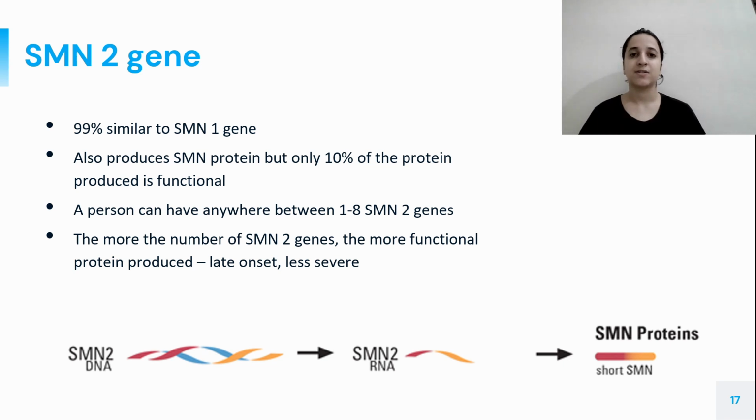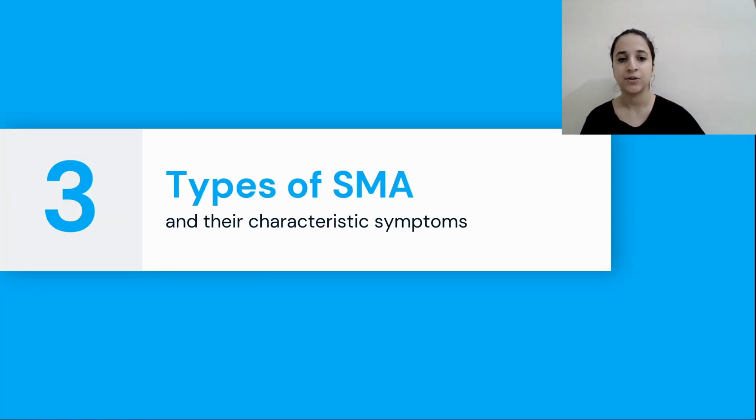Also, as this protein is important for the survival of motor neurons, the more protein produced, the better the situation would be, and the number of SMN2 genes does affect the severity of the disease. If the number of SMN2 genes is more, the disease is less severe in symptoms, and its onset is also late. So based on the number of SMN2 genes an individual has and the developmental milestones they can achieve, spinal muscular atrophy is divided into different types. So let's look at them and also understand their characteristic symptoms.